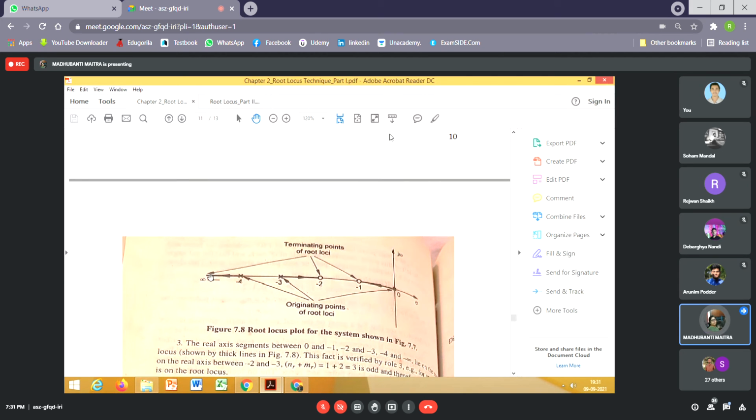And I'm not discussing this plot in detail because we'll solve other problems as well. From this root locus plot, you see no root branch is moving in the right half of the S plane, isn't it? All the three root branches are completely confined in the left half of the S plane. That means for any value of gain k from 0 to infinity, the system will remain stable, right?